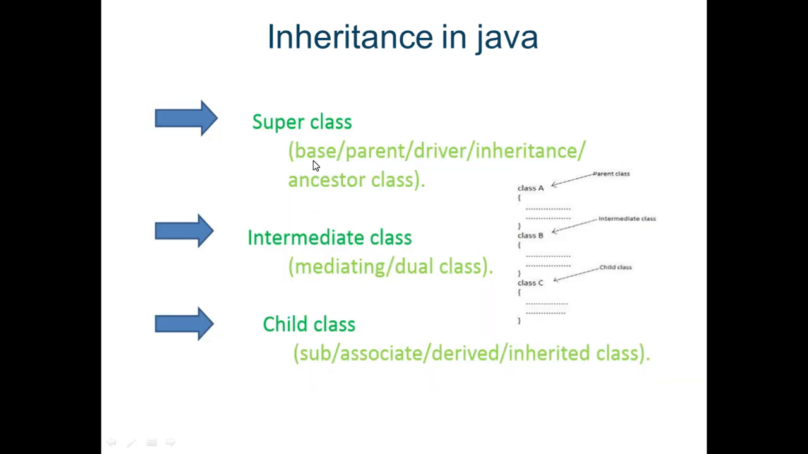So in inheritance, there are mainly three classes. One is the superclass, which is also known as base class, parent class, or ancestor class. For example, here in this example, class A is the superclass. The second is the intermediate class, which is called the mediating class. Here class B is the intermediate class. And the last one is the child class, which is also known as subclass, derived class, or inherited class. So here class C is the child class.